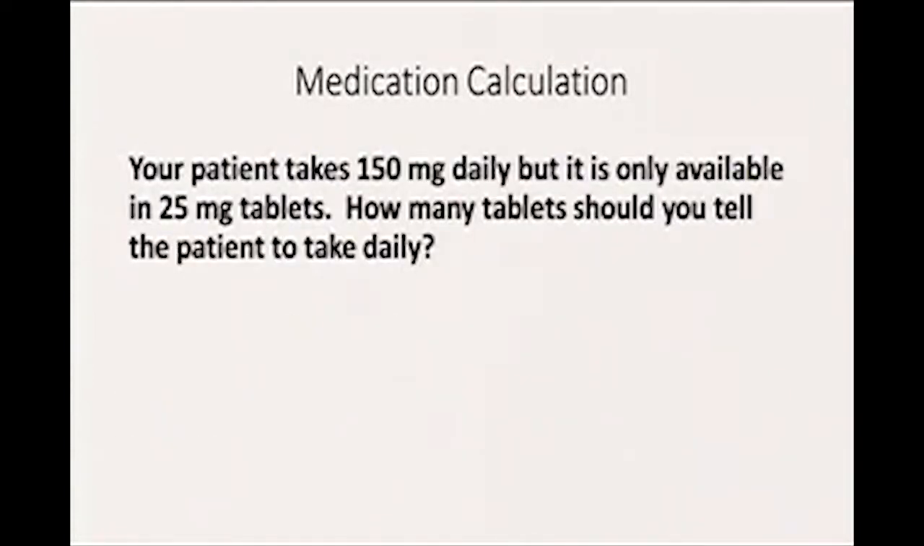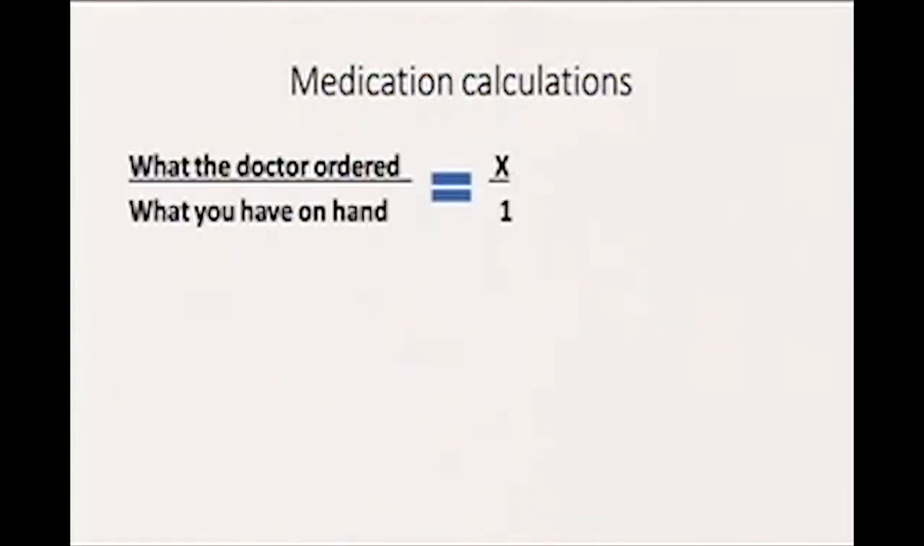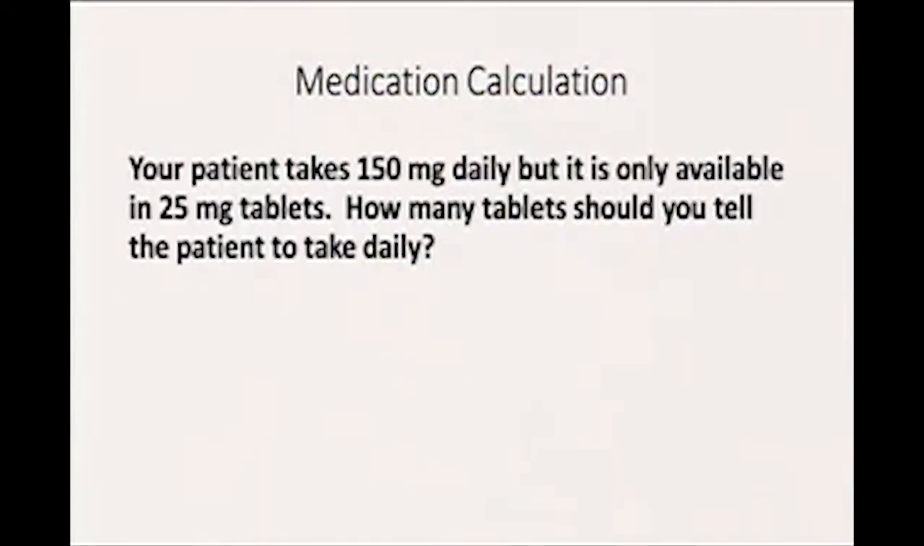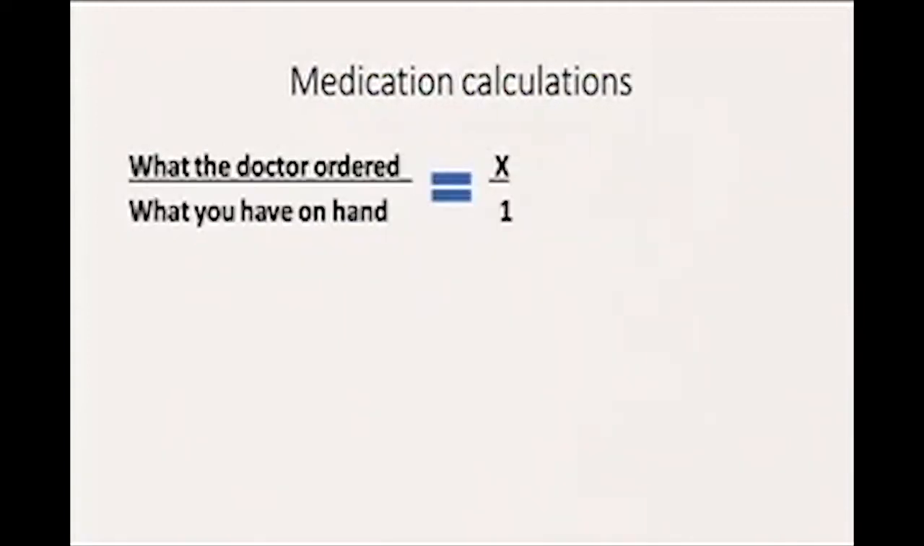Okay. Your patient takes 150 milligrams daily, but it is only available in your cabinet with 25 milligram tablets. How many tablets do you tell your patient to take daily? Okay, so what did your doctor order? What did he order? 150 milligrams, right? Okay, but we only have available 25 milligrams, so we put 150 over 25 equals X over 1.